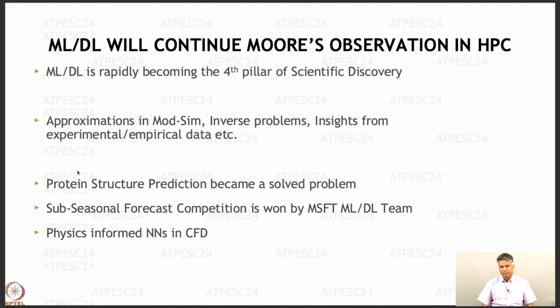So we can look at approximations, we can look at inverse problems, we can look at empirical insights from experimental data. For example, protein structure prediction has become a solved problem. The other thing that we would like to look at is forecasts, weather forecasts, especially in subseasons. In computational fluid dynamics, physics-informed neural networks are becoming a big thing. All of this has significant amounts of data in common.